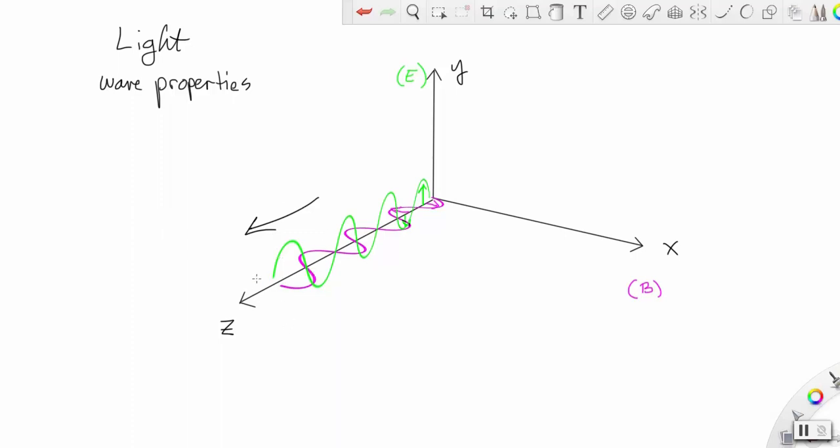Now, this is what we call the polarization of the light. The polarization is along the y direction because we indicate the polarization of a particular wave by its electric field vector. Okay, now you're not going to have to go into the mechanics of this particular electromagnetic diagram, all right?